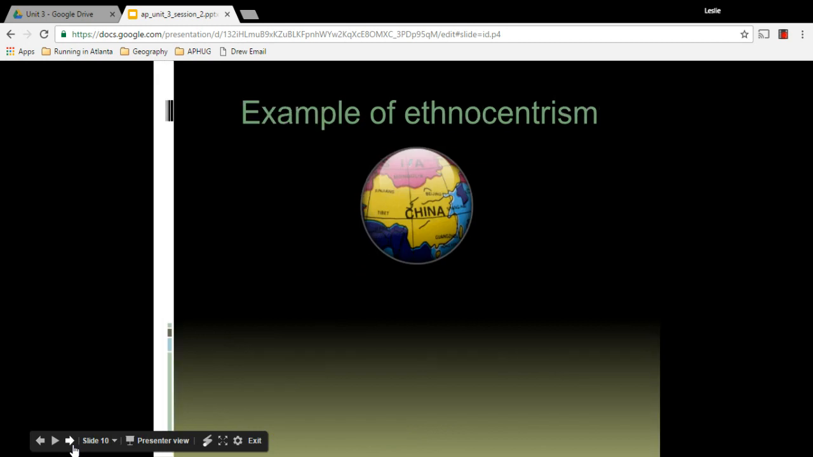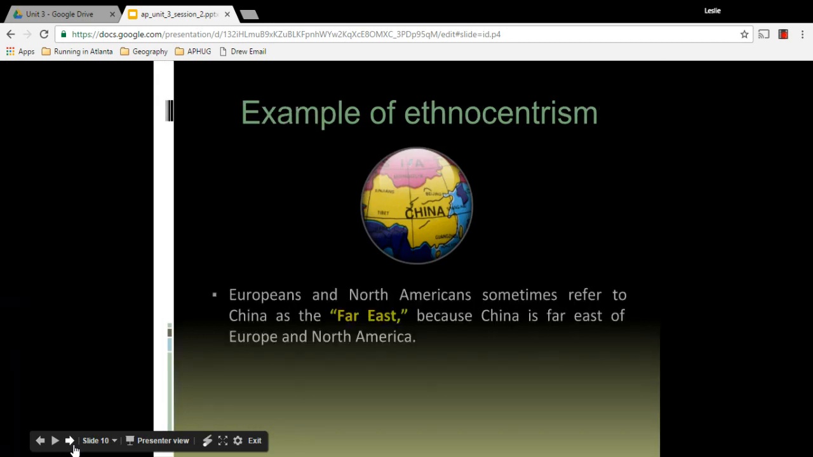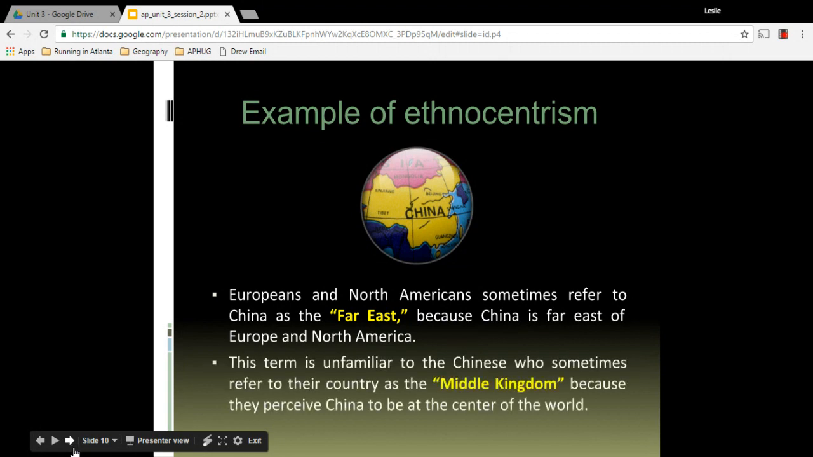So an example of ethnocentrism, Europeans and North Americans sometimes refer to China as the Far East because China is far east of Europe and North America. So we are judging its location based on our point of view. The term is unfamiliar to the Chinese, who sometimes refer to their country as the Middle Kingdom because they perceive China to be at the center of the world.